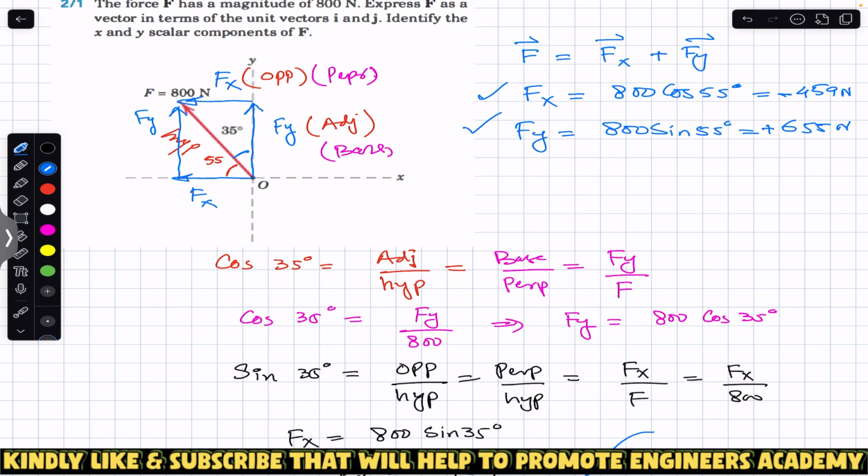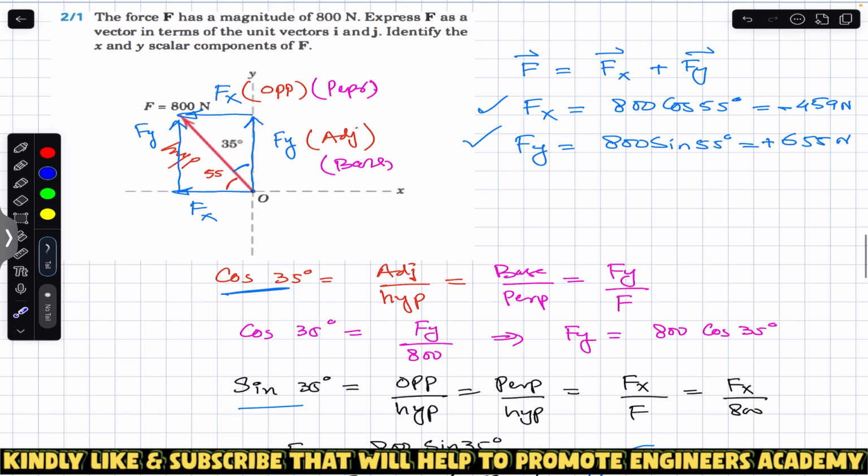So in all of my next videos, I'm not going to use this cos of 35 and sine of 35, and I just use this thumb rule that the component which is adjacent to the angle is always the cos component, and the component which is opposite to the angle is always the sine component. So do remember this point and let me know if this helps.